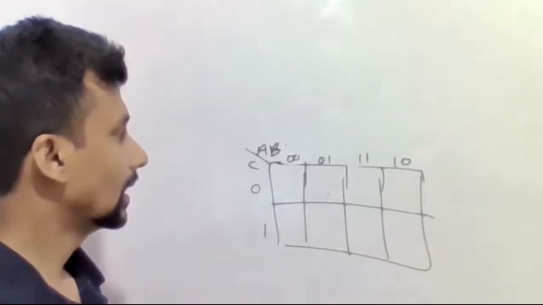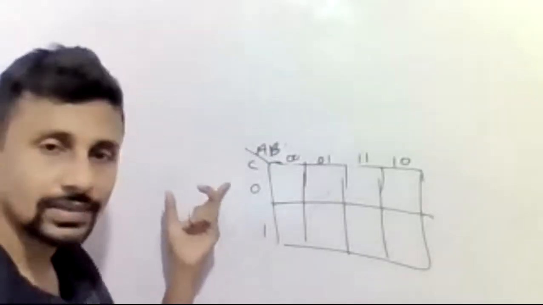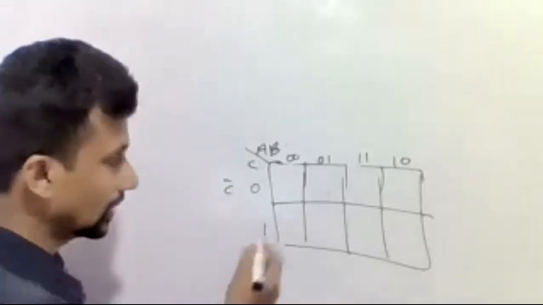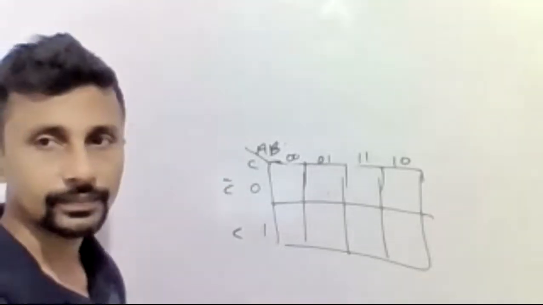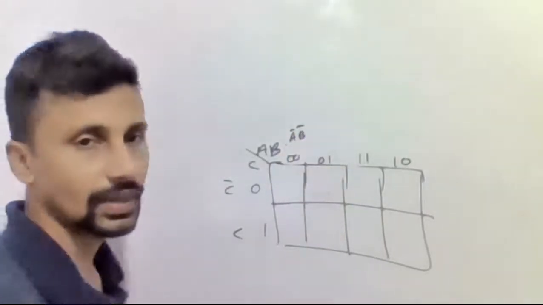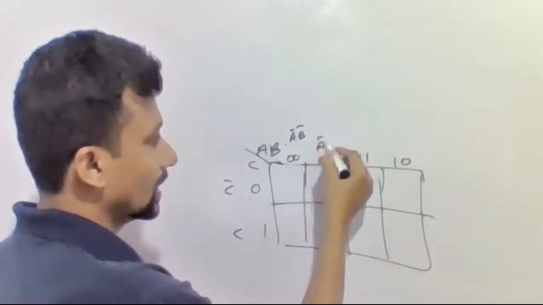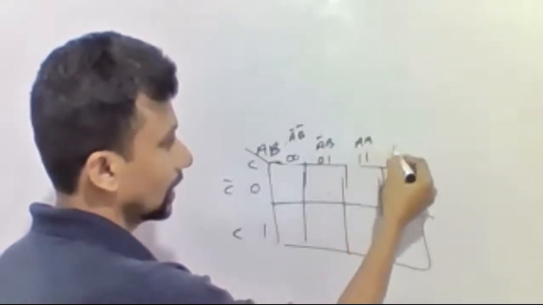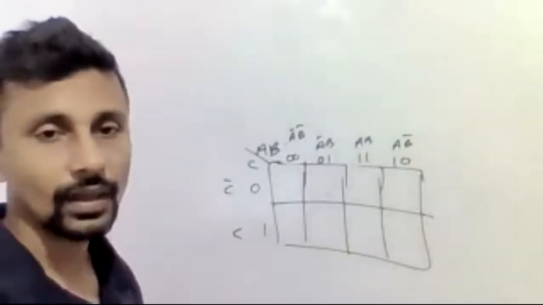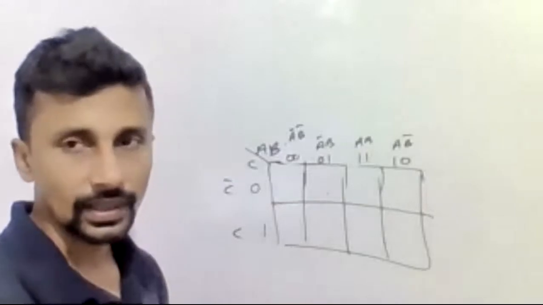Okay. Now here 0 and 1. Here you have C. So instead of 0 we can write C dash, and 1 you can take as C. Here also 0 means A dash B dash. Like we are using the SOP method, right? Here A dash B, A B, A B dash. This way you can even write it out. That means you can name the cells like this, right?